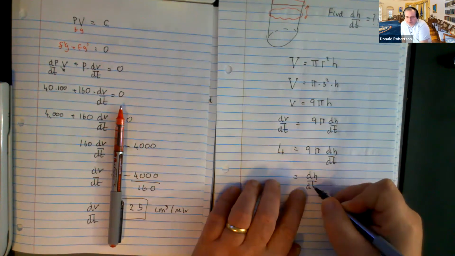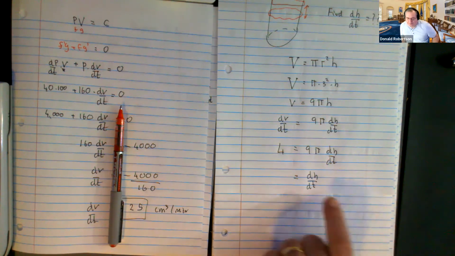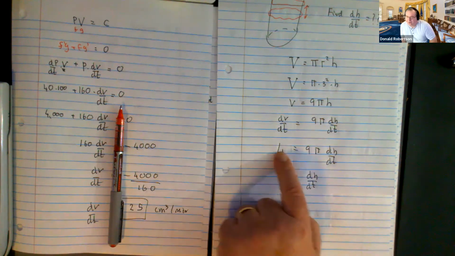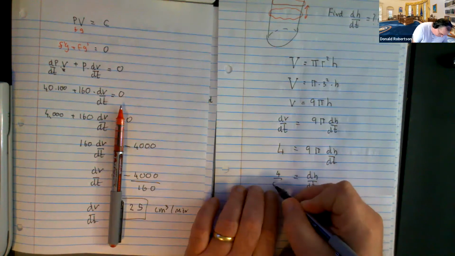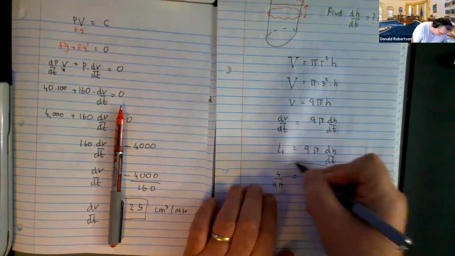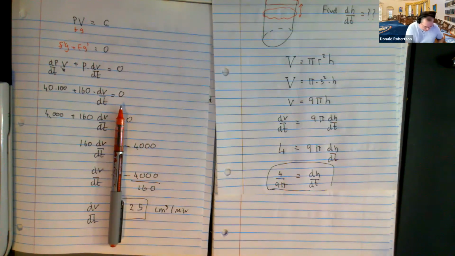What will I do to both sides to find the rate at which the height is increasing? Divide by 9 pi. And don't worry about how ugly it is. We want exact values unless they say otherwise. So there's your finish. 4 over 9 pi.